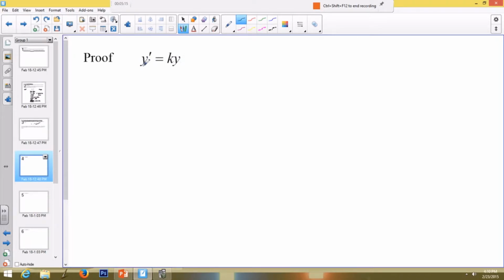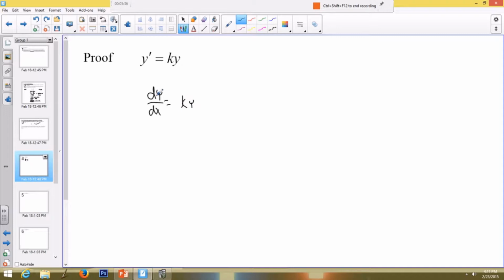If I look at this thing, I can rewrite y prime as dy over dt. That's how I write it. That thing is equal to ky, and so just like in the last one, we're going to separate our variables. We're going to keep our y's on the left-hand side, our t's on the right.